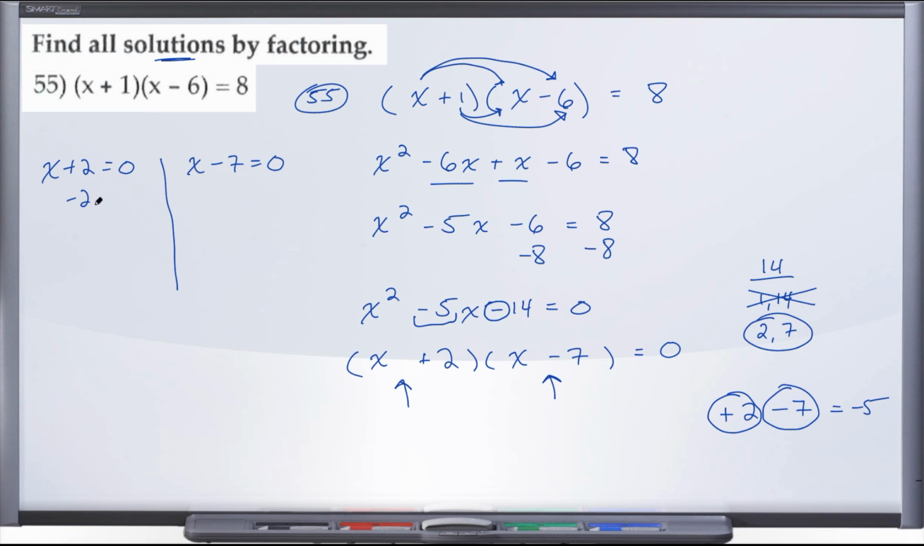Solving for x, we'll subtract 2 from both sides, leaving us with x equals negative 2. And here on the right, we'll add 7 to both sides, leaving us with x equals positive 7, and there you have it. So x equals negative 2, x equals positive 7. There are the solutions to our equation.